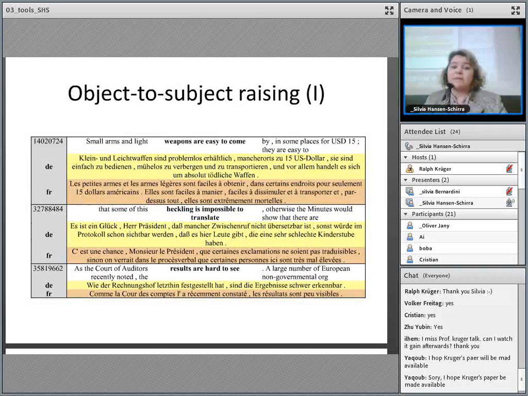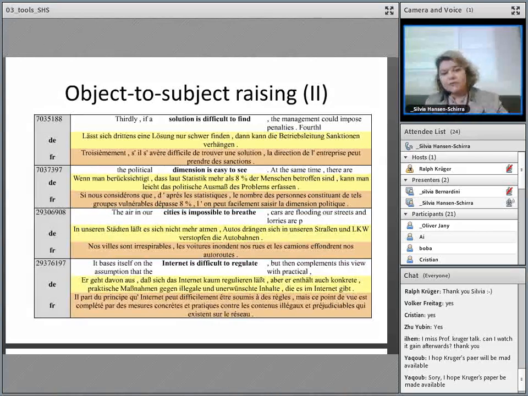Then we have object-to-subject raising. Small arms and light weapons are easy to come. So this construction, easy to come, is very frequently used in English. German is not that productive with raising structures, and they are hard to translate. And in all these translations, the translator found a lexical solution, mostly an adverb, in order to translate it. Okay, and you have a lot of translations to look at and to see how translators dealt with this problem.